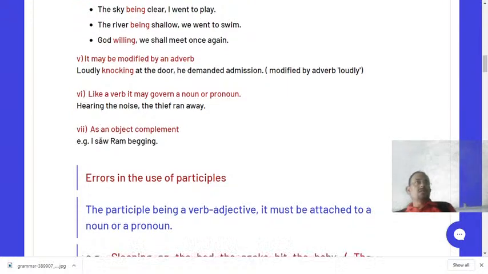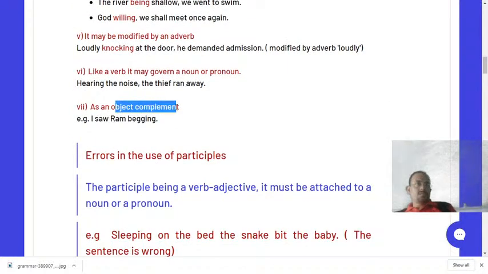And next is as an object complement. As an object complement means it will be after the object. Always remember, complement means something that goes after something. Object is also something that goes after, and complement is also something that goes after. Then what is the difference between an object and a complement? I'll let you know just now after I explain this particular usage, that is usage number 7.